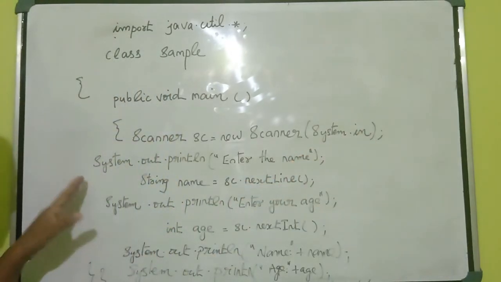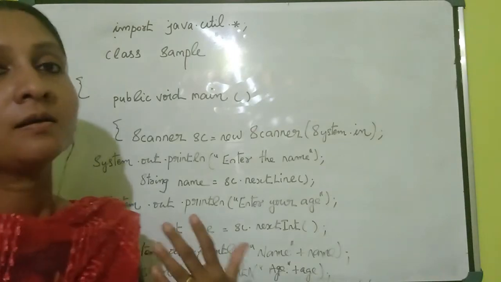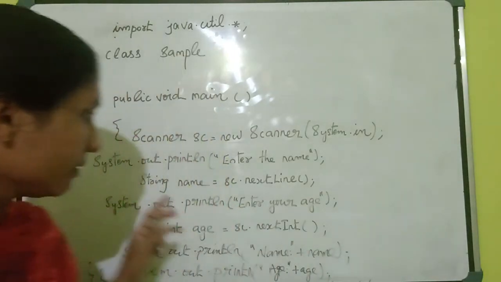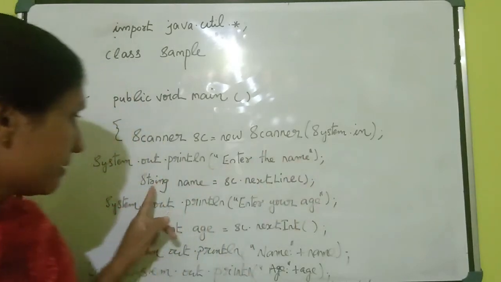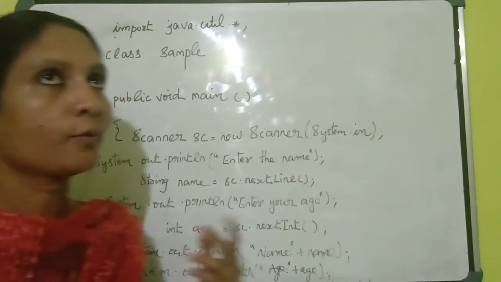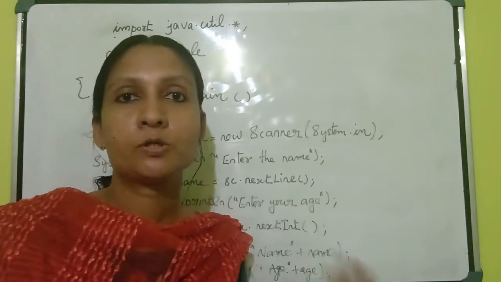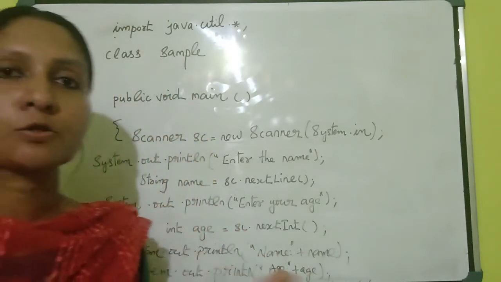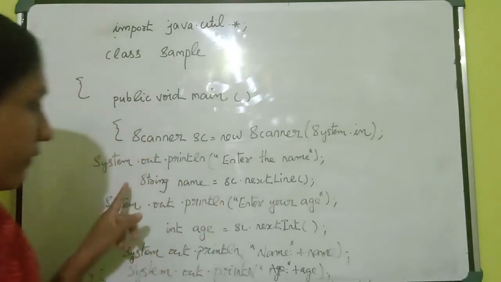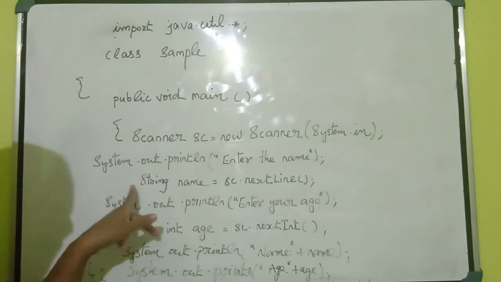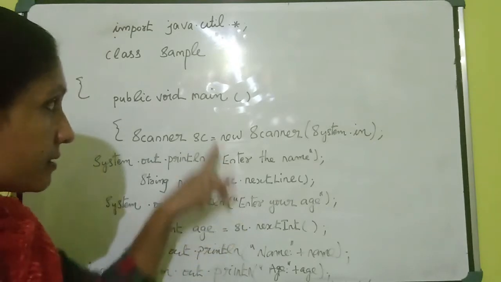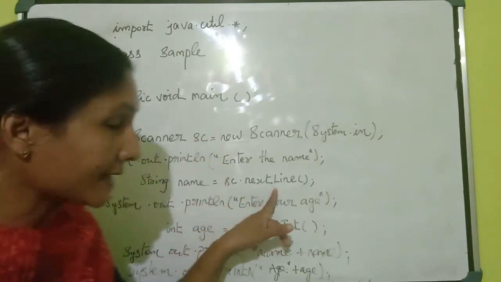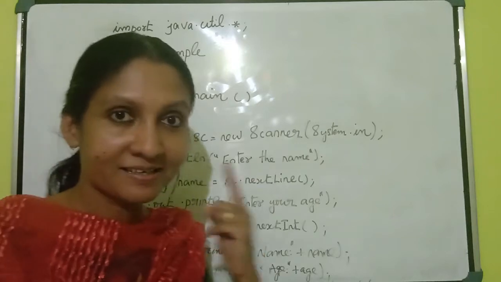Then first I need to read a string type value. I will write System.out.println("Enter the name"). Then String name is equal to; we all know that when working with the InputStreamReader class, we use br.readLine, like that. Here we first have to declare the data type, String name. Then how can you read it? Use this object name, sc.nextLine(). This is the function to read a sentence.